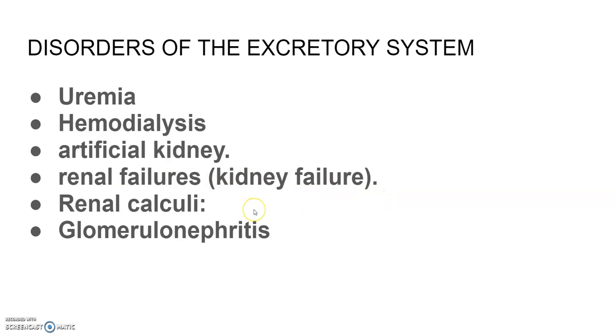Renal calculi. It's a stone or insoluble mass of crystallized salts, of oxalates especially, which are formed within the kidneys. Then there is glomerulonephritis. It is the inflammation of the glomeruli of the kidneys.